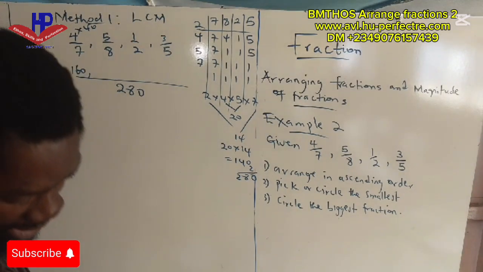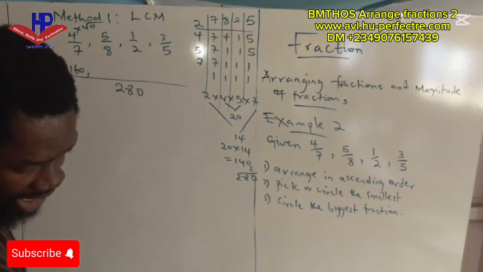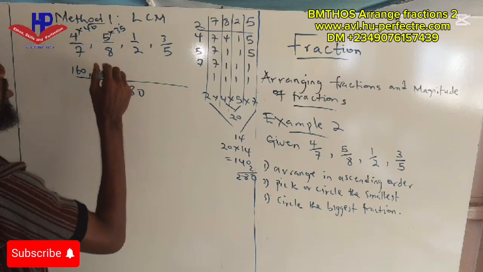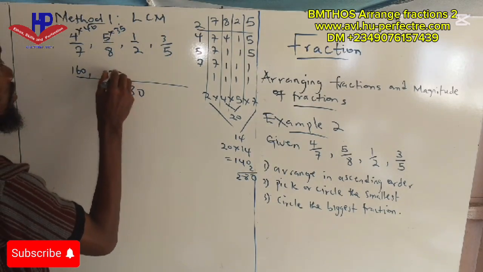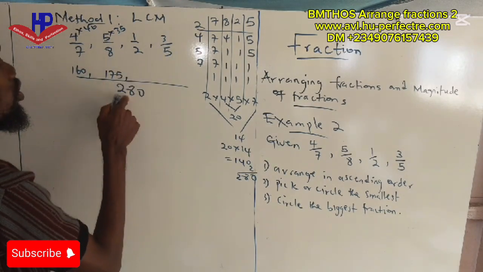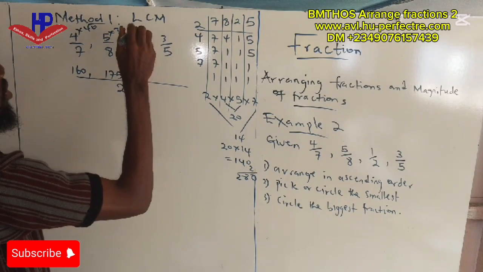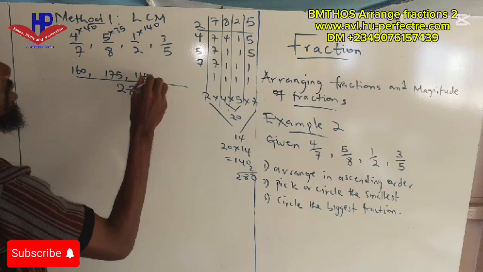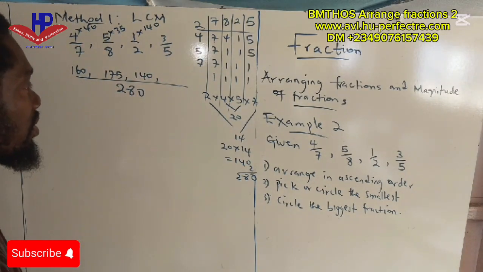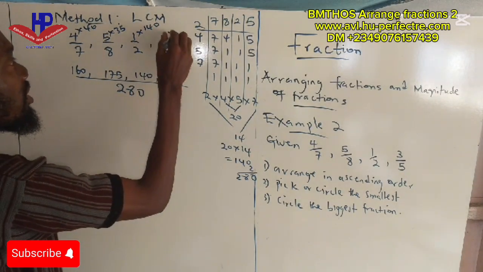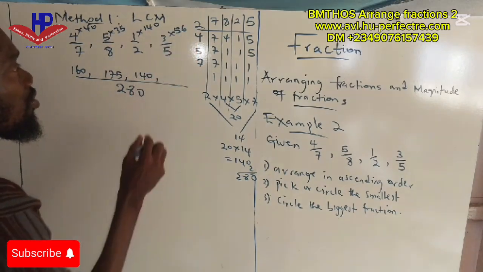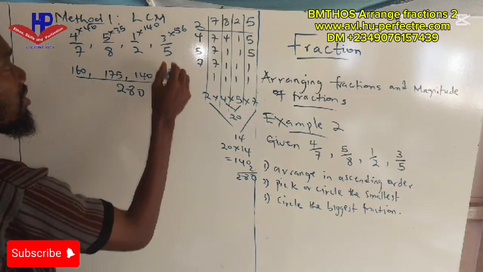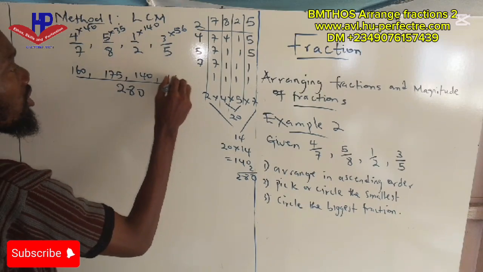8 in 280 is 35 times. Multiply, that will give us 175. 2 in 280 is 140 times. That will be 140. And 5 in 280 is 56. If you multiply, that will be 168.